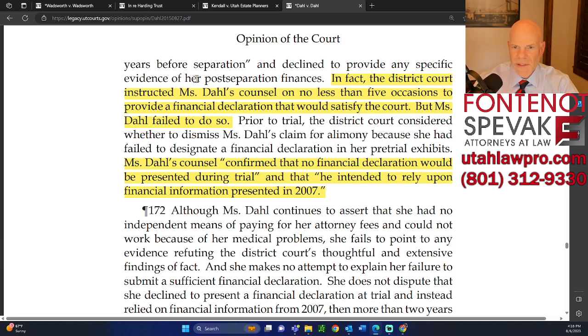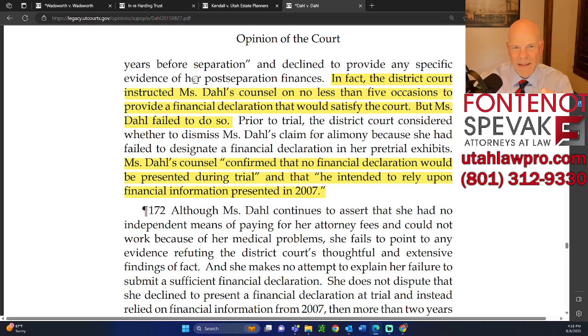Ms. Dahl's counsel confirmed that no financial declaration would be presented during trial and that he intended to rely upon financial information presented in 2007. So this is a 2015 case, but I've done videos before on how important it is to make sure that your financial declaration is correct, and that's something that's very important for an alimony claim. But it can also be very important for an attorney fee claim as well, which is what happened here.